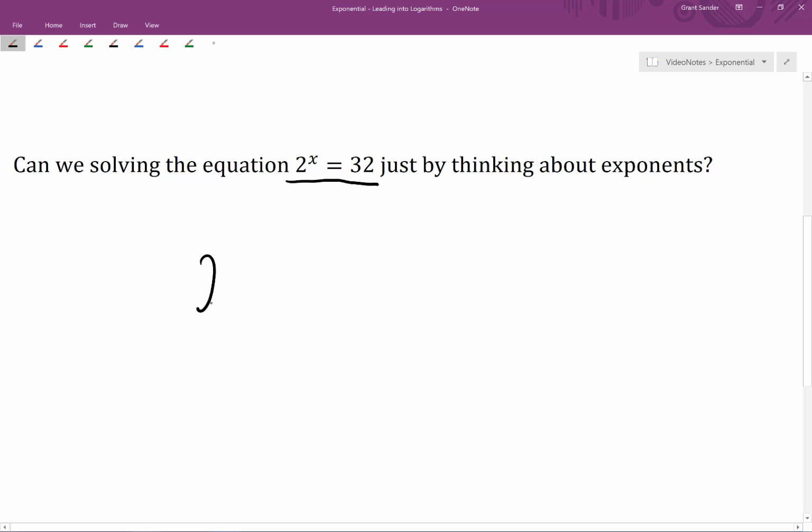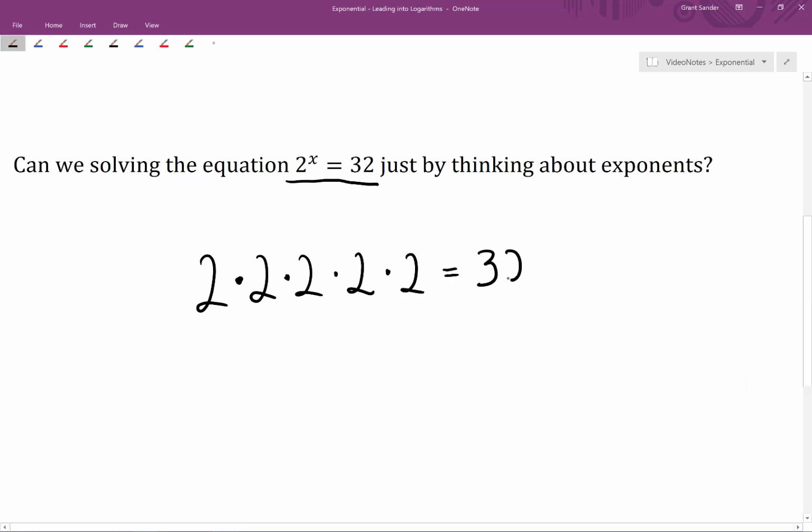So if we start with the value of 2, then we just have a value of 2. And then if we multiply by 2 again, we get a value of 4. If we multiply by 2 again, we get a value of 8, and then a value of 16, and then a value of 32, just by doubling each time.